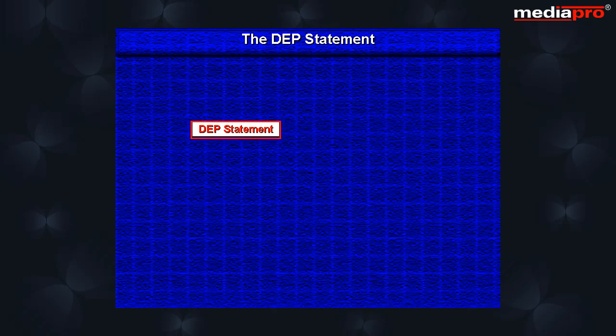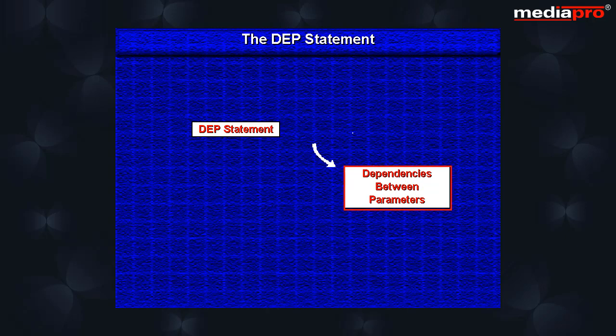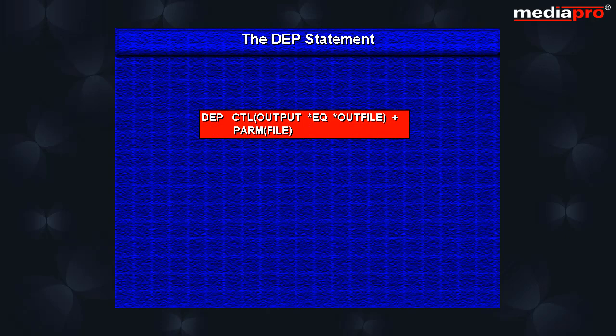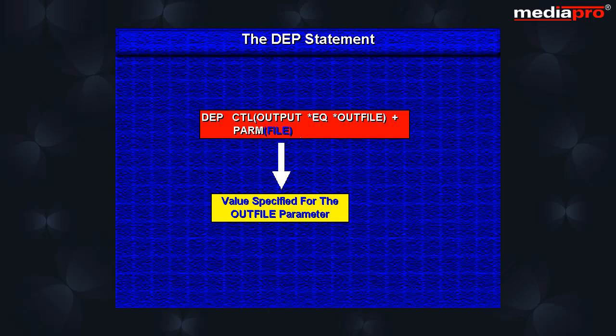The dependencies statement is used to define dependencies between parameters. For example, we can say that if a value *out file is specified for the output parameter, then a value has to be specified for the out file parameter.